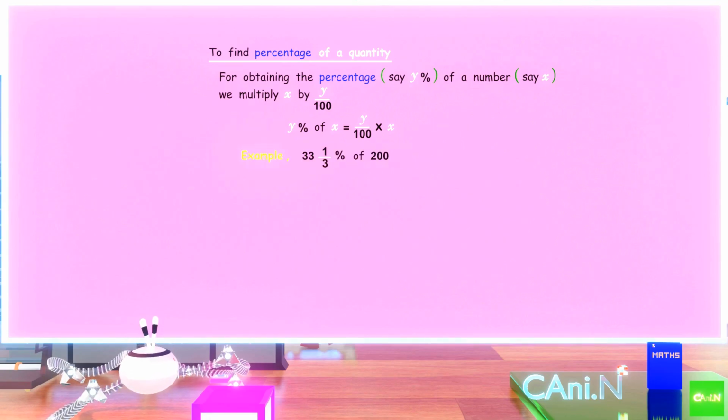Example, 33 1 by 3% of 200. This can be simplified as 100 by 3% of 200 equals 100 by 3 into 1 by 100 into 200 equals 200 by 3 equals 66.66.